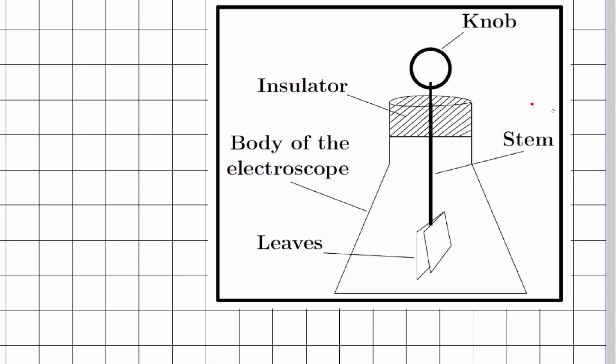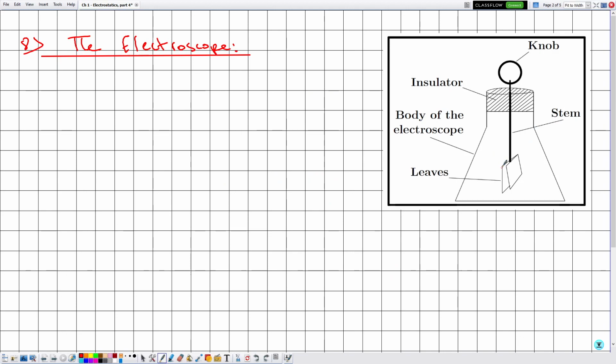the electroscope. The electroscope consists of two main parts: the body of the electroscope, which is an insulator, basically a transparent body made up of glass, and the knob, stem, leaf system that are considered as a conductor. Then let me write the different parts of the electroscope.